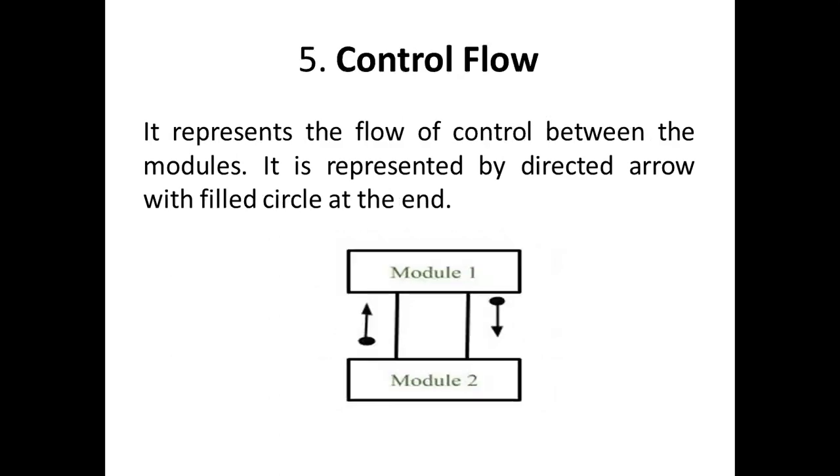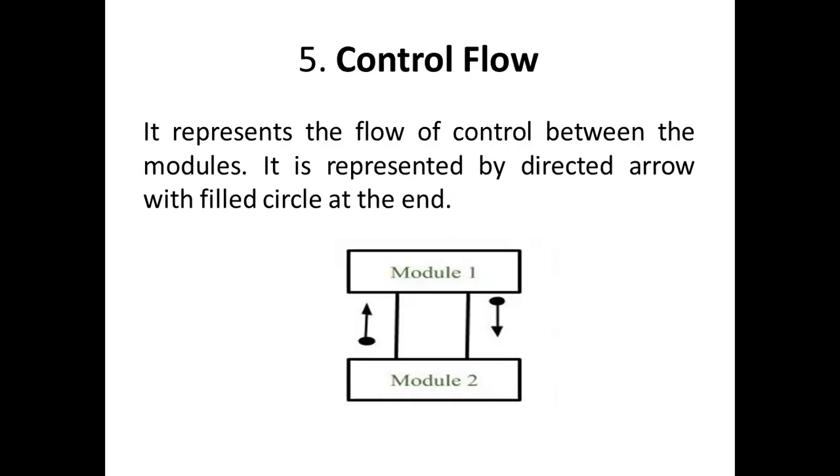Now another one: control flow, and how the control flow takes place. In this diagram you can see it represents the flow of control between the modules. The flow of control between the modules is represented by a directed arrow with a filled circle at the end.